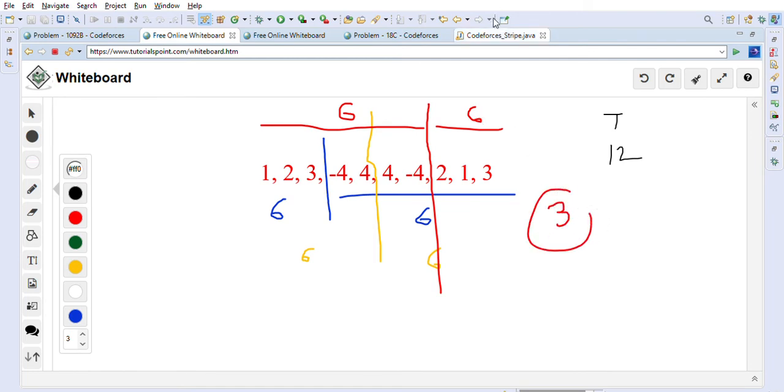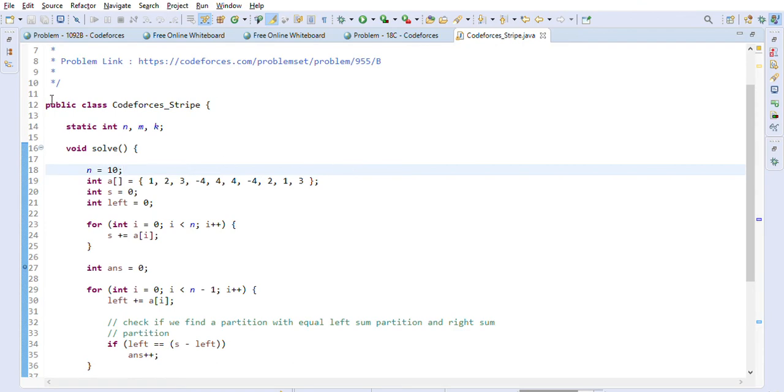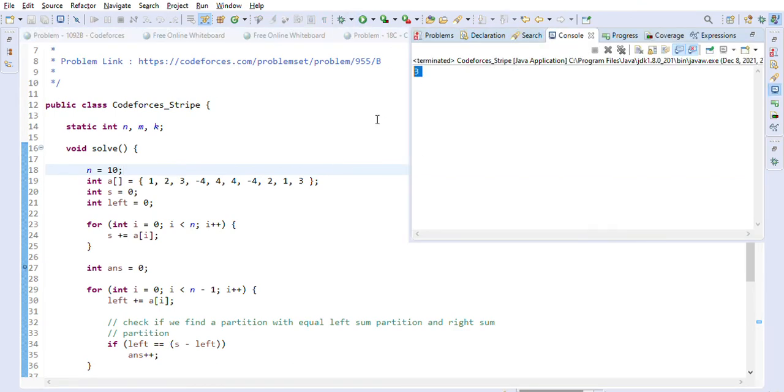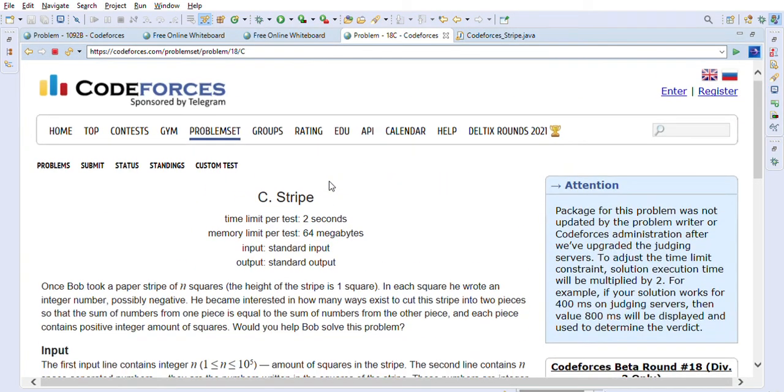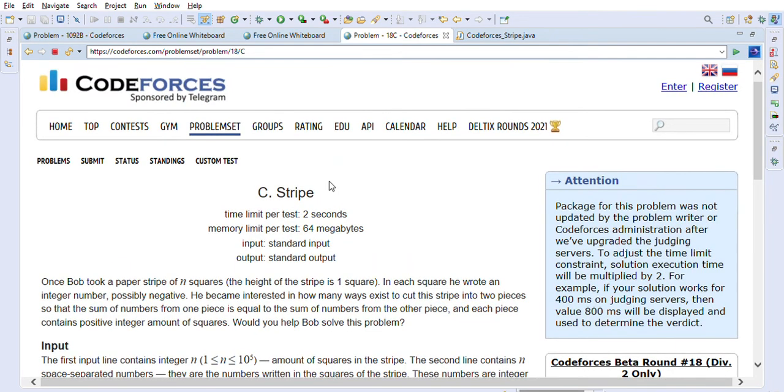So let's take this example and again execute the code. So we should get 3 as our answer now. So we are getting correct answer here. So this is the way we can solve the stripe problem on Codeforces.